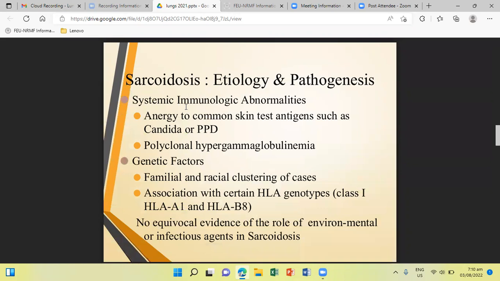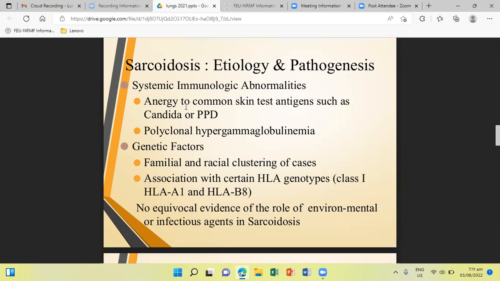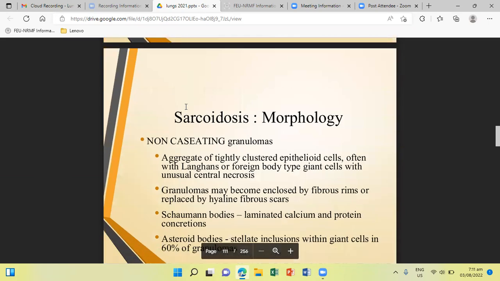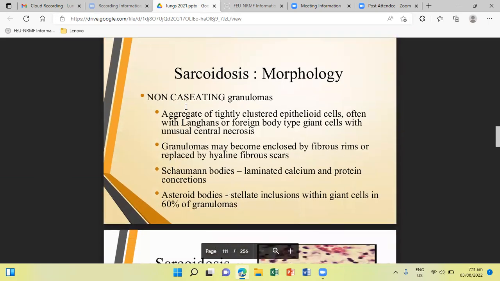Additionally, there are systemic immunologic abnormalities in individuals with sarcoidosis. They often present with anergy to common skin tests, such as Candida or PPD, and polyclonal hypergammaglobulinemia, which again points to a helper T cell dysregulation. It sometimes runs in the family, and this is related to HLA genotypes. So do not forget, the classic appearance would be non-caseating granulomas.